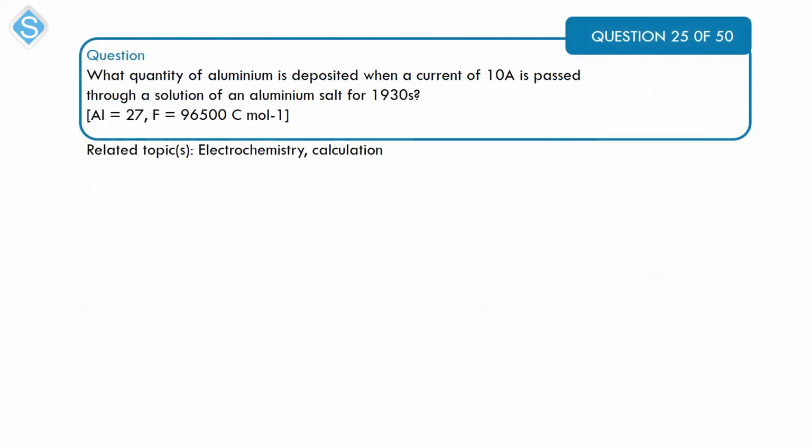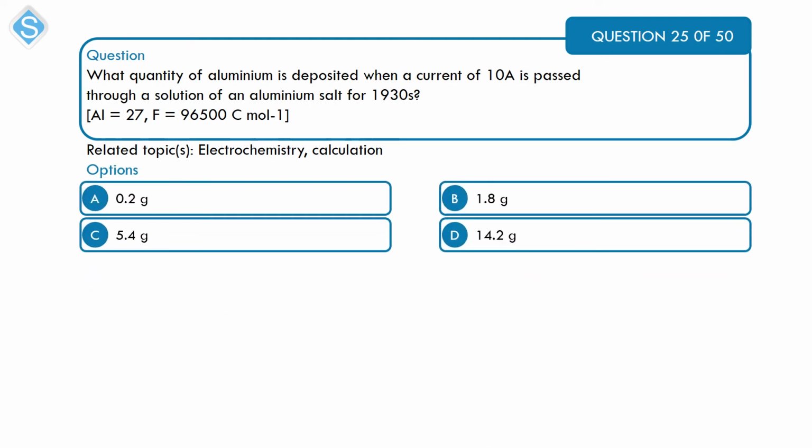Okay, the next question is on electrochemistry, electrolysis specifically. What quantity of aluminium is deposited when a current of 10 ampere is passed through a solution of aluminium for 1930 seconds? A, 0.2 grams; B, 1.8 grams; C, 5.4 grams; and D, 14.2 grams.